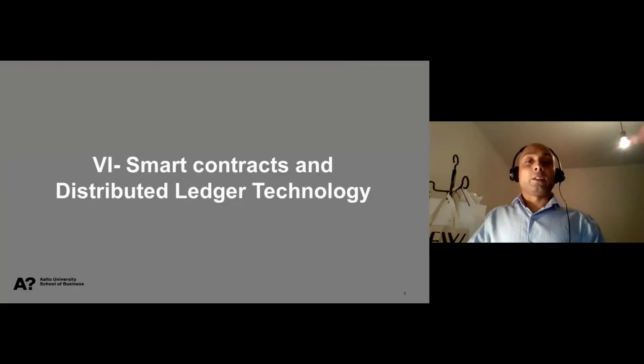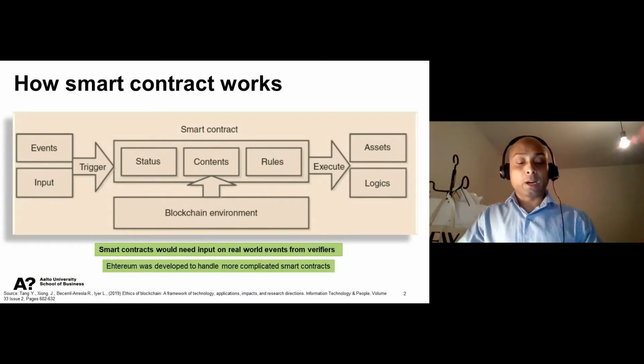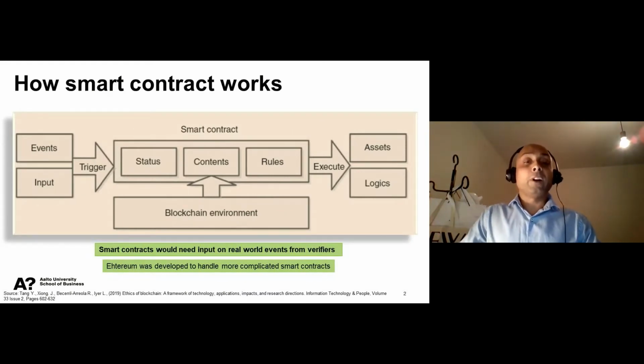Welcome to Module 6, Smart Contracts and Distributed Ledger Technology. Smart contracts are blockchain-deployed programs that perform a predefined set of actions when predetermined conditions are satisfied. The contents, that is the clauses of the contract, are encoded as if-then-else rules.